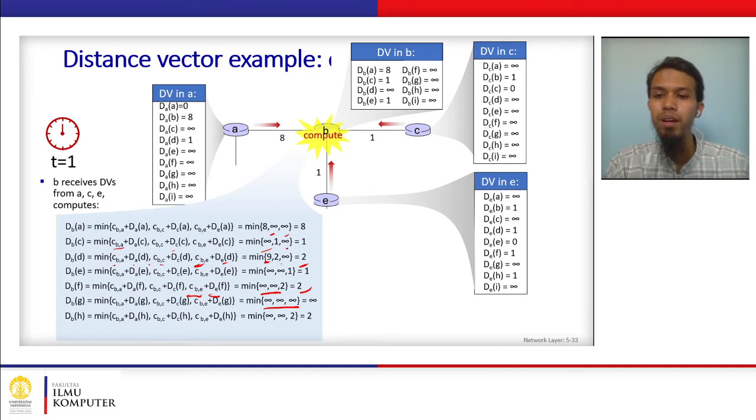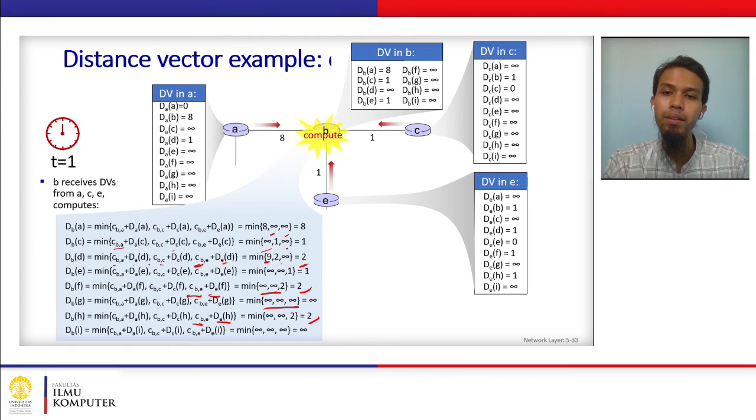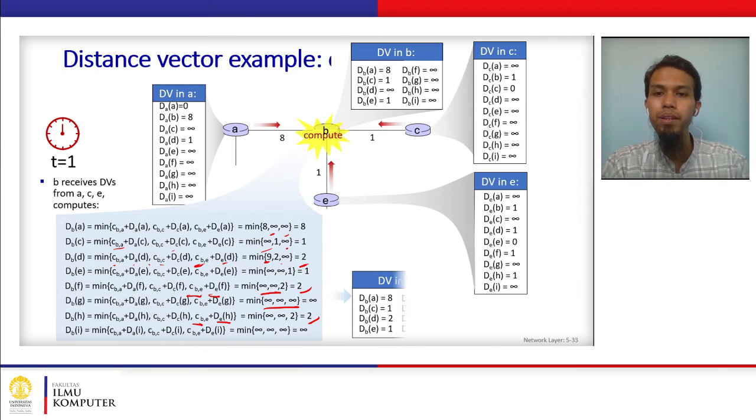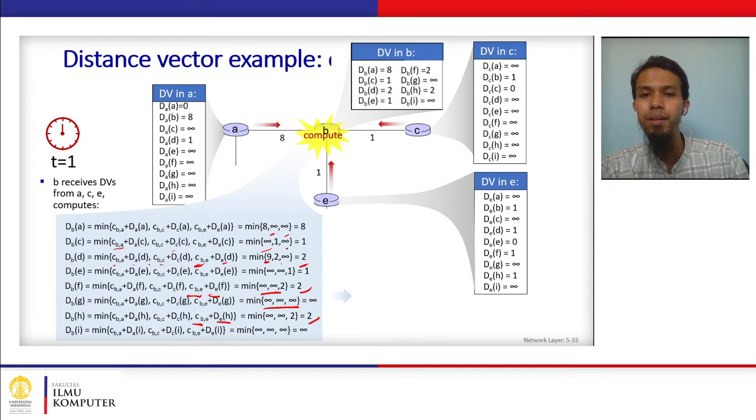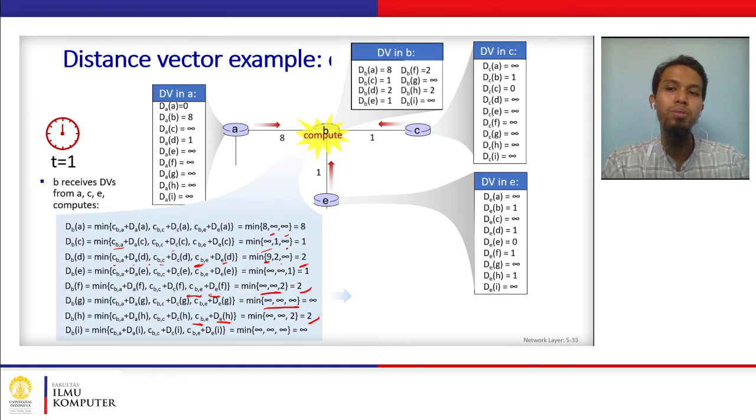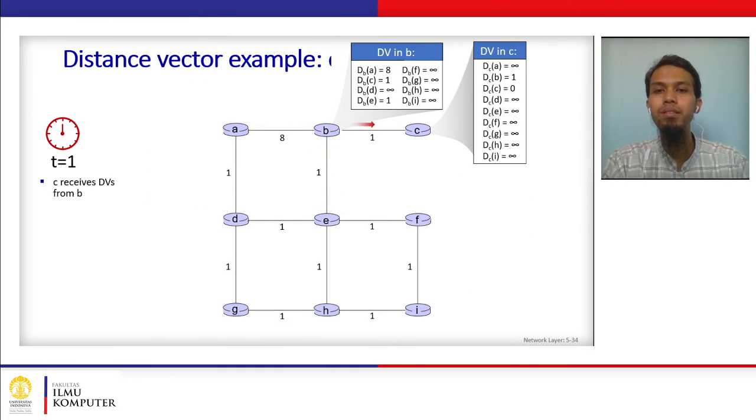And then to H, there's only one option, which is through E. The cost from B to E equals 1, and the cost from E to H equals also 1. So the cost from B to H through E equals 2. And finally, we don't have any direct path from A, E, and C to I, so we keep it infinity. After this recomputation, B updates its own DV, and then B broadcasts its new DV to the neighbors, and this is done in the next iteration.